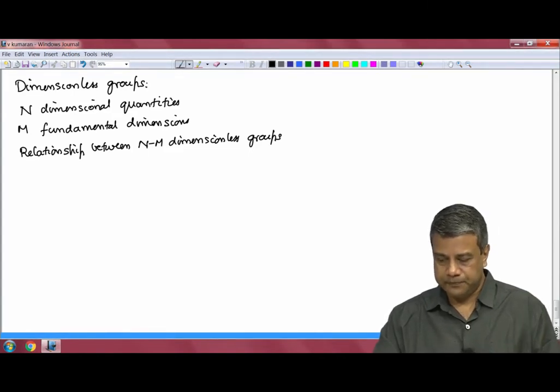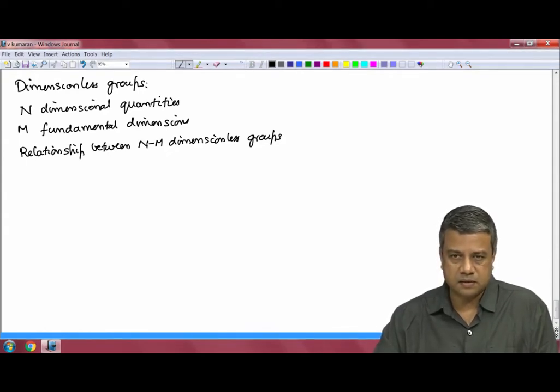Yeah, okay. Okay. So, that is equivalent to a relationship between n minus m dimensionless groups. So, there are only 3 dimensionless groups, okay, in this problem. So, I can easily solve the problem, find out the relationship by varying the 3 dimensionless groups rather than by varying all the dimensions.